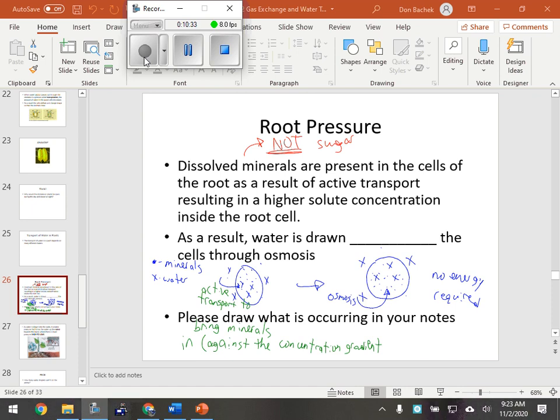So in this case, I put some dots down, basically to show that there's a lot of minerals on the inside of the cell, and I want to get even more minerals inside. So that is, of course, active transport. Okay, water is kind of the opposite. There's going to be a lot of water on the outside, and I want to get it to the inside. So water, again, no energy is required. Passive transport is allowed to freely diffuse across the membrane.